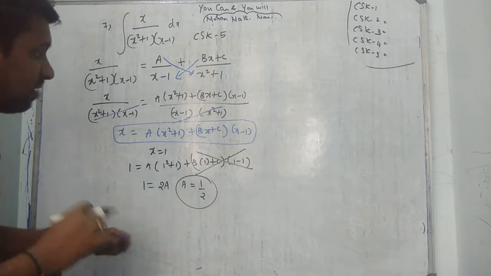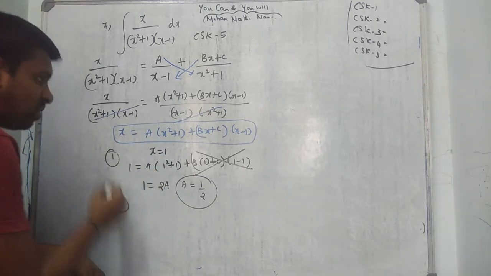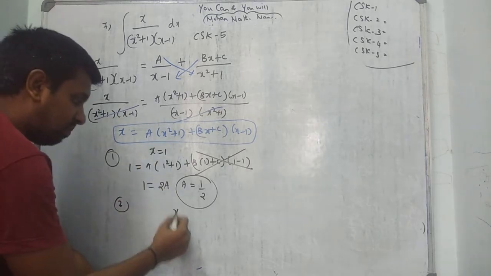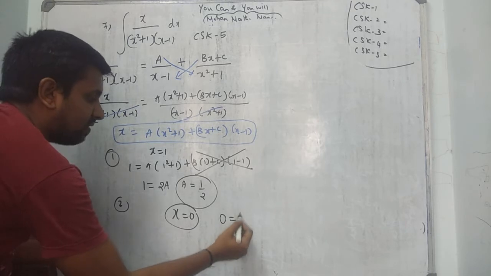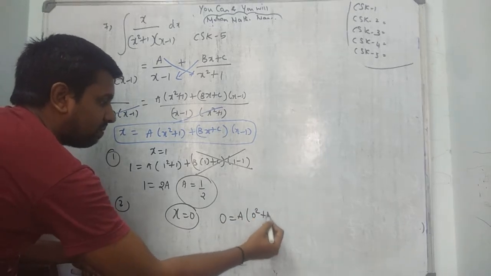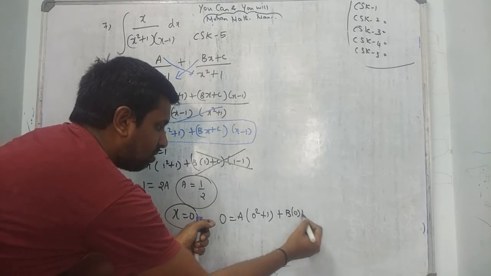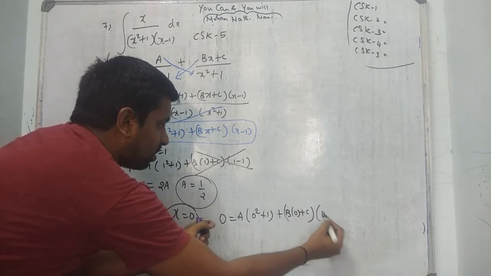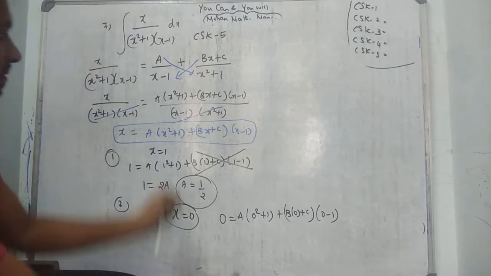Next step. If I put x equal to 0, see here, this is the first step. Second step: what is the use of x equal to 0? Think. You can put x equal to 0 on both sides. So this will become 0 equal to a into 0 square plus 1 plus b into 0 plus c into 0 minus 1. I put x equal to 0.